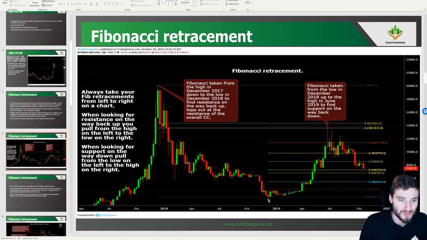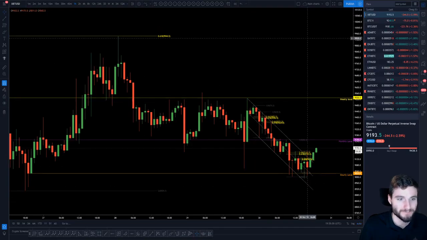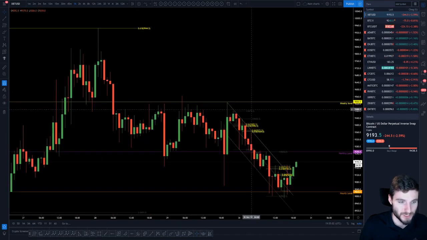Always from left to right, and be that a high to a low, or a low to a high, you have to be going from left to right, always with the fib pulls, okay? So resistance would be from the high to the low. Let's load this up so I can show you actually what I mean here. Let's just use this chart that we've got right now.